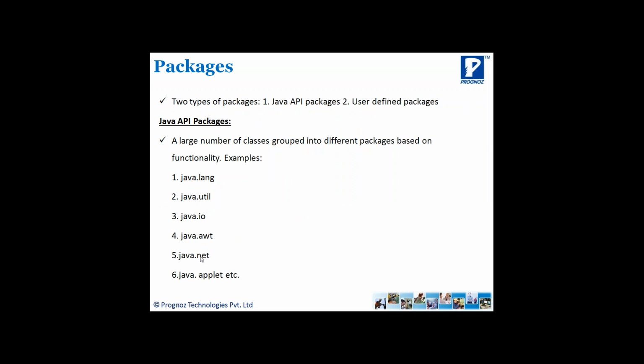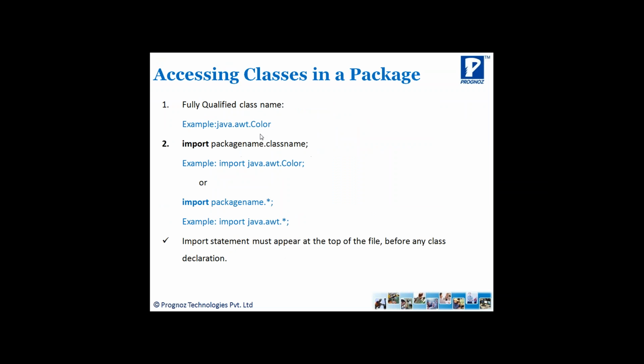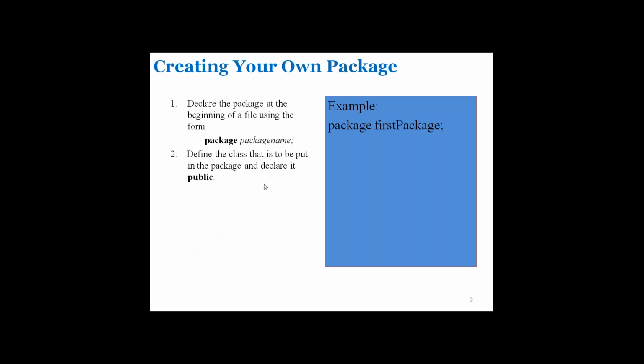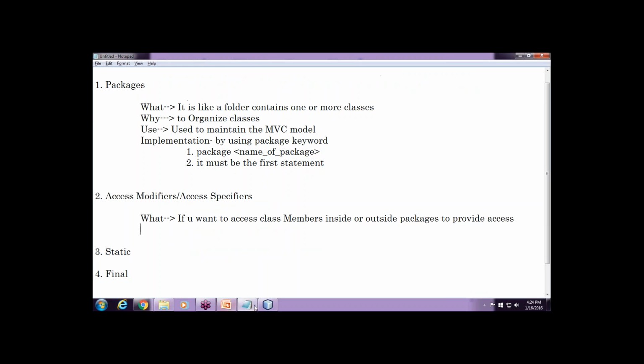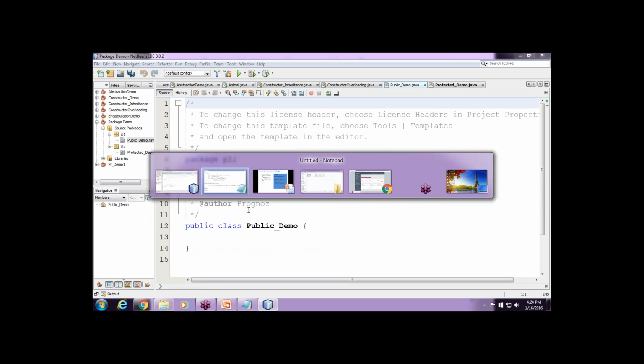So these are the API packages, and in Java AWT there are n numbers of classes inside. So how to access classes? Using import. If you are creating your own package using the package keyword and package name, define the class you put in the package and declare it public. So they must be like this. As we have the same thing here, we have a package and my classes are public here.